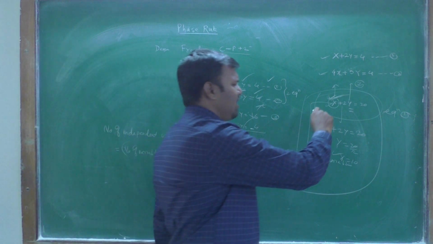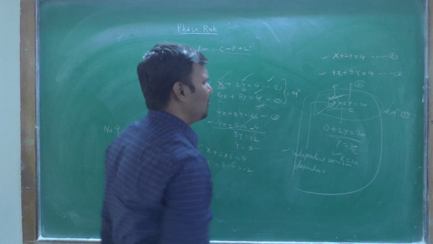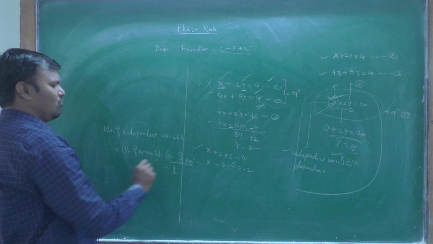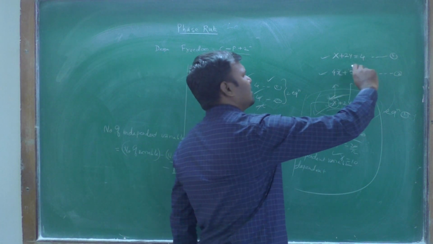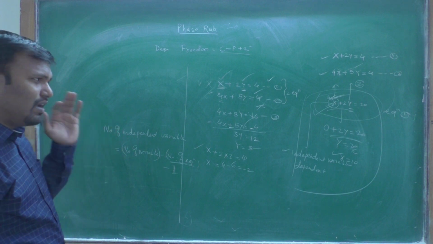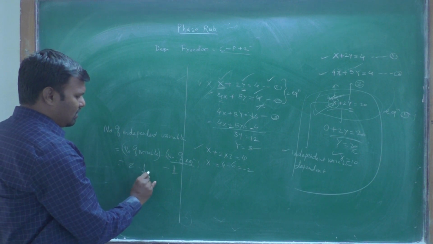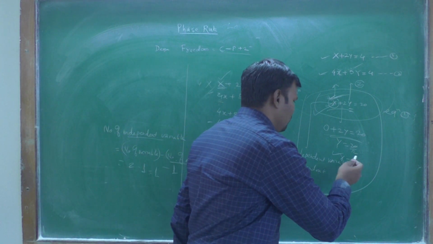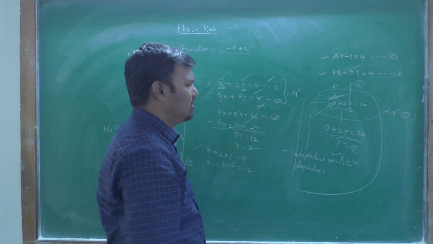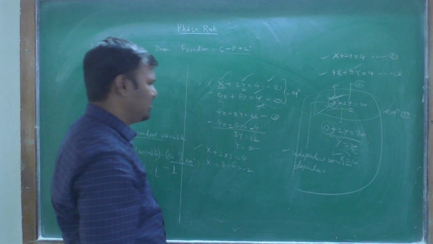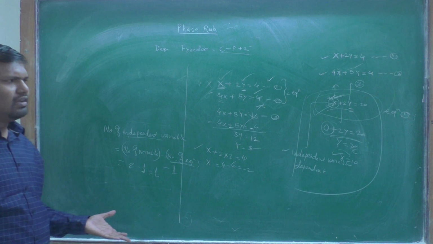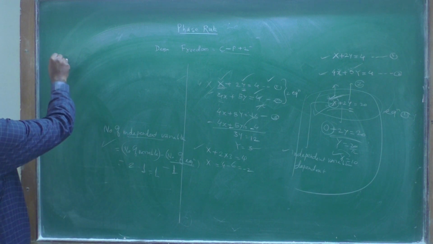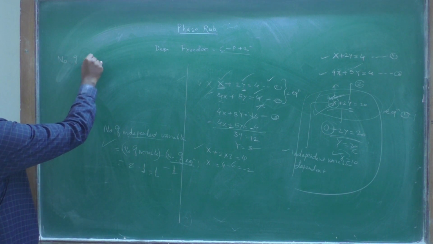In this case, only one equation is provided. Therefore, the number of variables is two, x and y, and the number of equations is 1. Therefore 2 minus 1 is equal to 1. The number of independent variables is 1. By using this equation we can find the number of independent variables. You have to remember this formula.